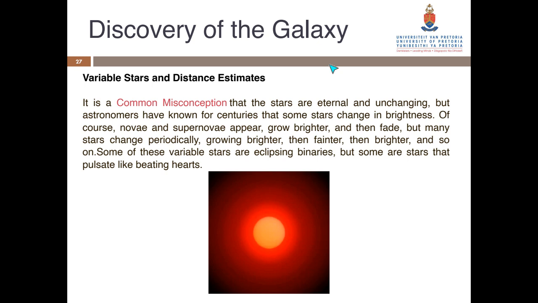So now we are going to talk about variable stars and distance estimates. It is a common misconception that stars are eternal and unchanging. But astronomers have known for centuries that some stars change in brightness. Of course, novae and supernovae appear, grow brighter, and then fade. But many stars change periodically, growing brighter, then fainter, then brighter, and so on. And some of these variable stars are eclipsing binaries, but some are stars that pulsate like breathing hearts.